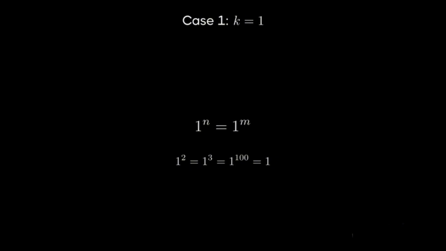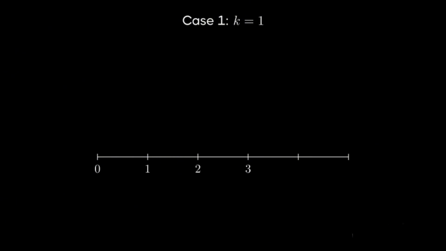Let's visualize this concept on a number line. No matter which exponent we choose, whether it's 1, 2, 3, or 4, the value of 1 raised to that power always equals 1, placing all results at exactly the same point on our number line.